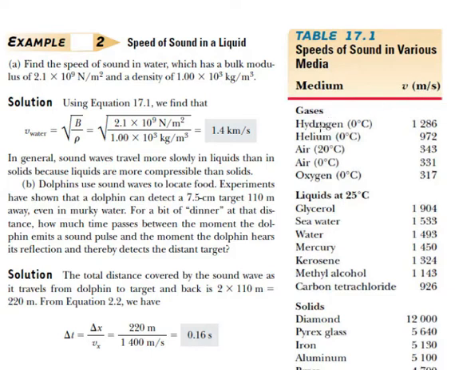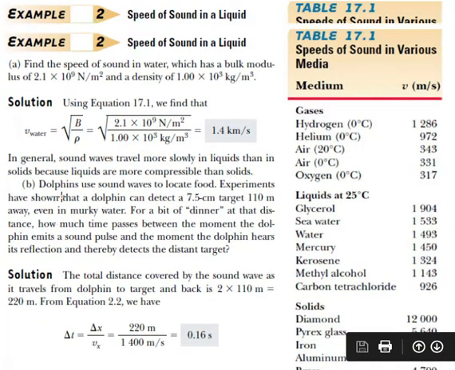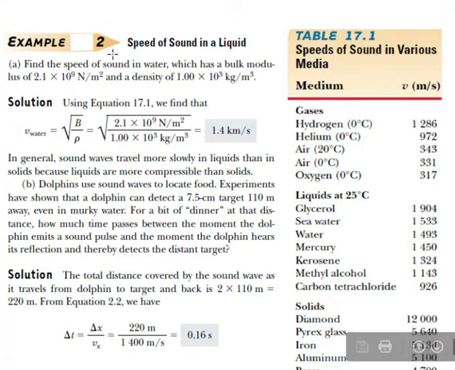So these are the gases in which the speed of sound is like this. These are the liquids at 25 degrees centigrade, then the solids, and here is an example. The speed of sound in a liquid. Apparently the speed of sound in a liquid will be greater than the speed of sound in air, and less than the speed of sound in a solid.